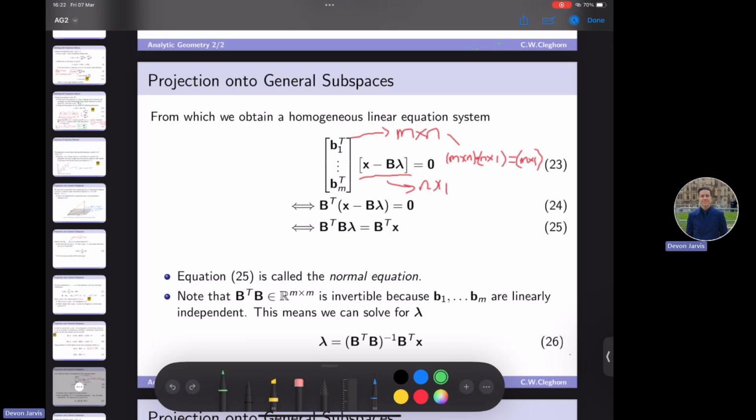But note that B transposed B is invertible because b1 through bm are linearly independent. This is also a point that matters. Our basis vectors are linearly independent, but also the matrix we got out was the smaller of the two dimensions. That means that it's rank m. If we were doing it the other way and we got an n by n matrix out by doing the product B B transposed, we would now have an n by n matrix, but it would be rank m, where m is less than n. In other words, that is now a singular matrix.